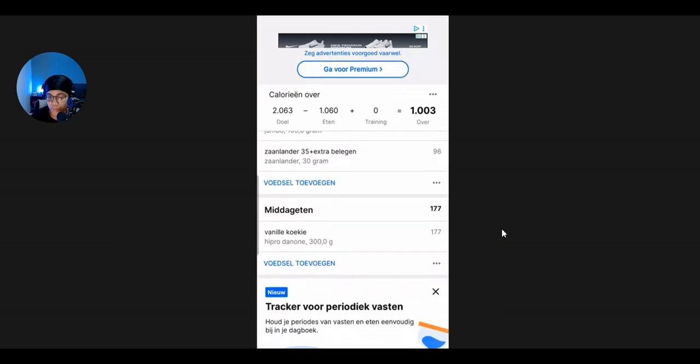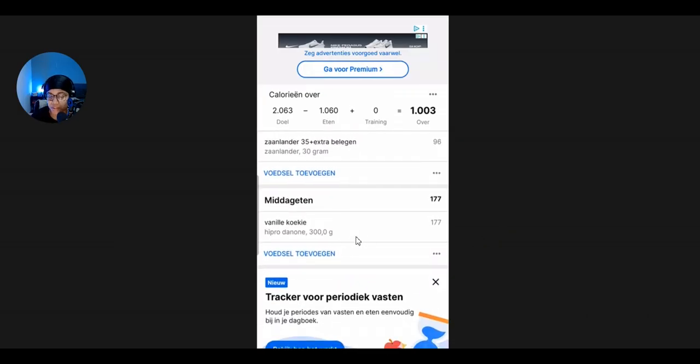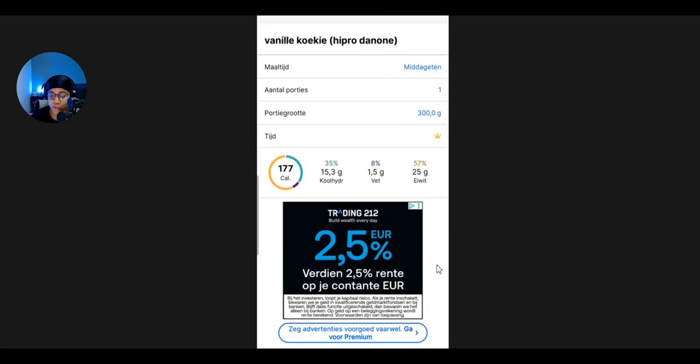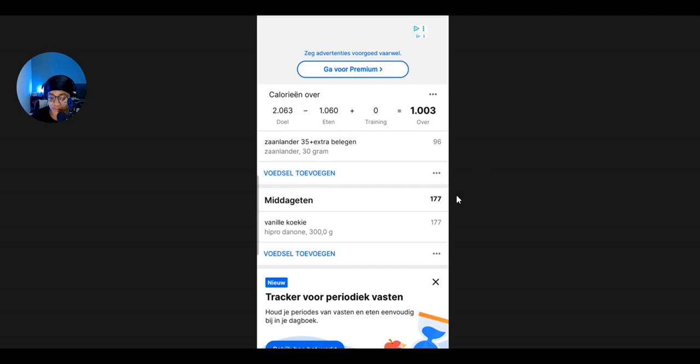And this is not a cookie, by the way, down here, vanilla cookie. This is a high protein drink. It has 25 grams of protein, and I'm gonna show you that I'm not lying. Look at that. High Pro Danone is basically like a yogurt drink with protein in it. So right here, as you can see, I'm not lying about this. Anyway, so 1,003 calories left, and to be honest, I'm full. I already had dinner. I'm full, so it's amazing.